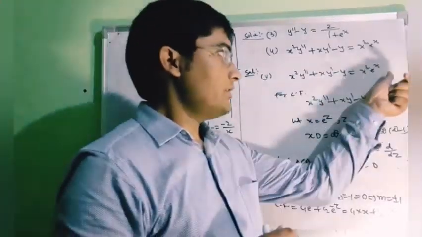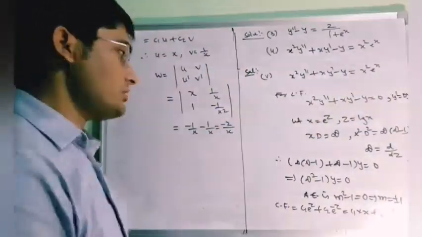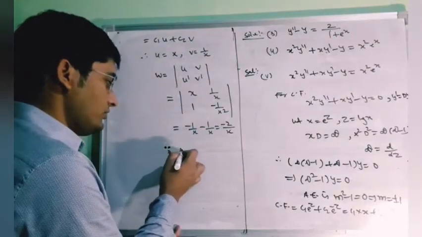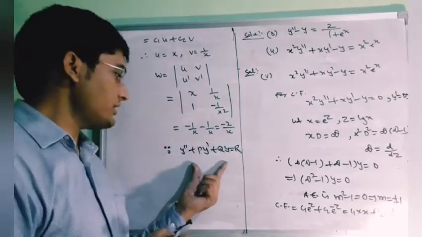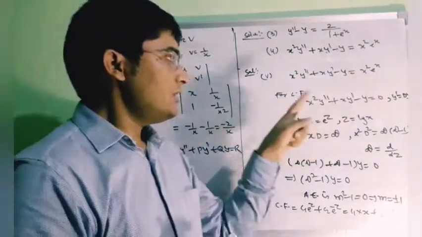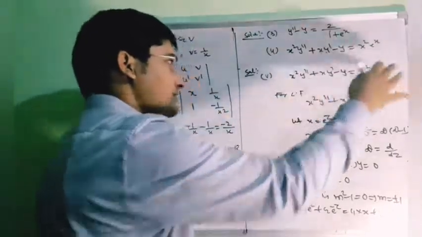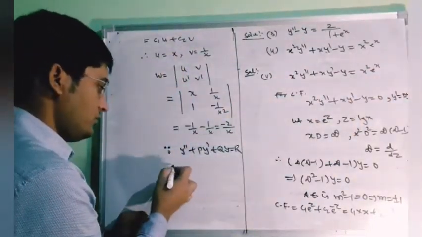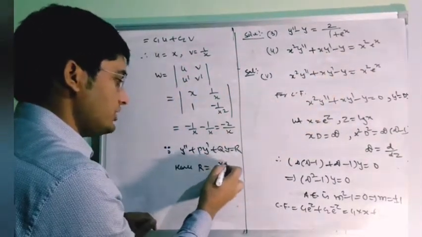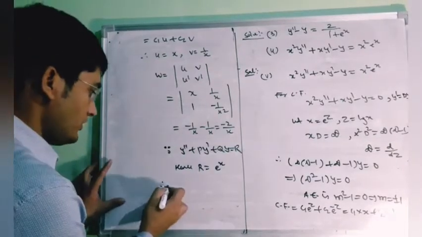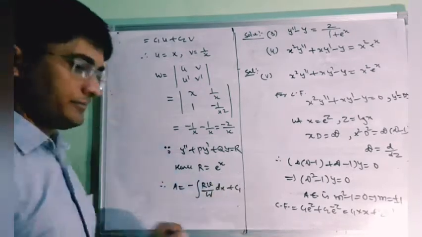Please note that on comparing this differential equation with the standard second order differential equation, because you know that our second order differential equation is this one. This is our standard second order differential equation. Now if you compare with this equation, then we will have to divide this whole equation by x square. Hence our r will be e to power x. So your a is equal to minus integration of r into v upon w, with respect to x.